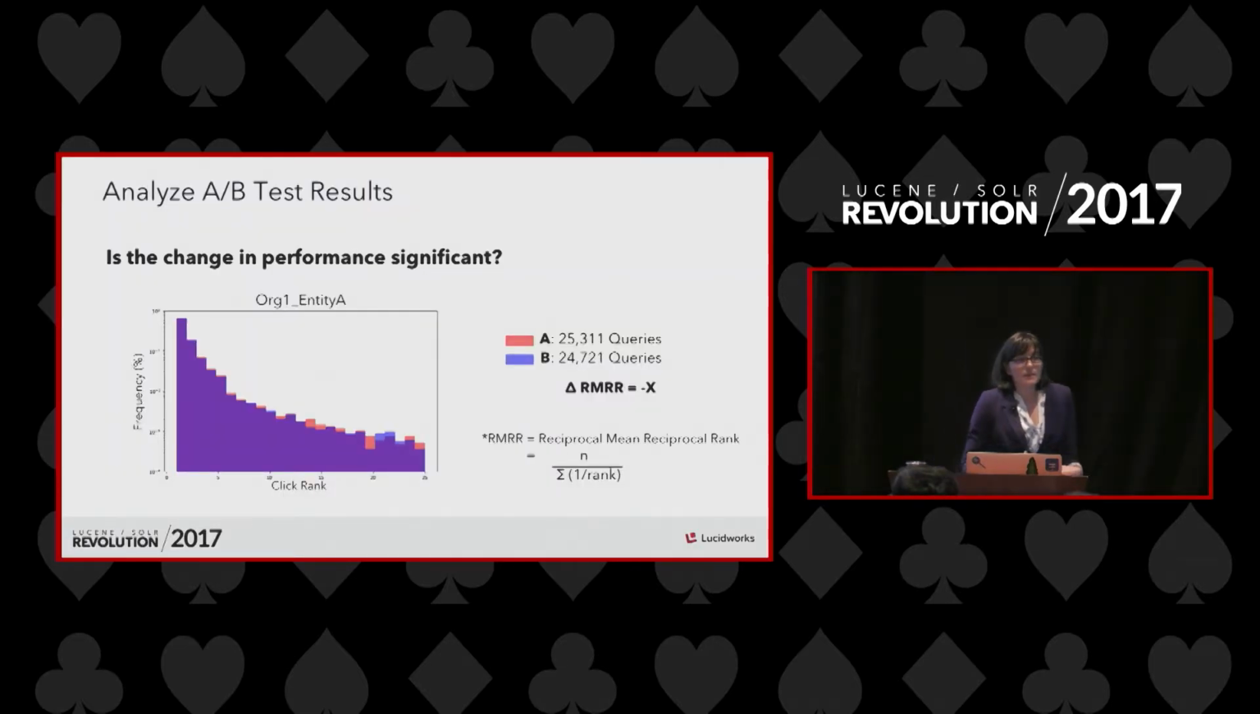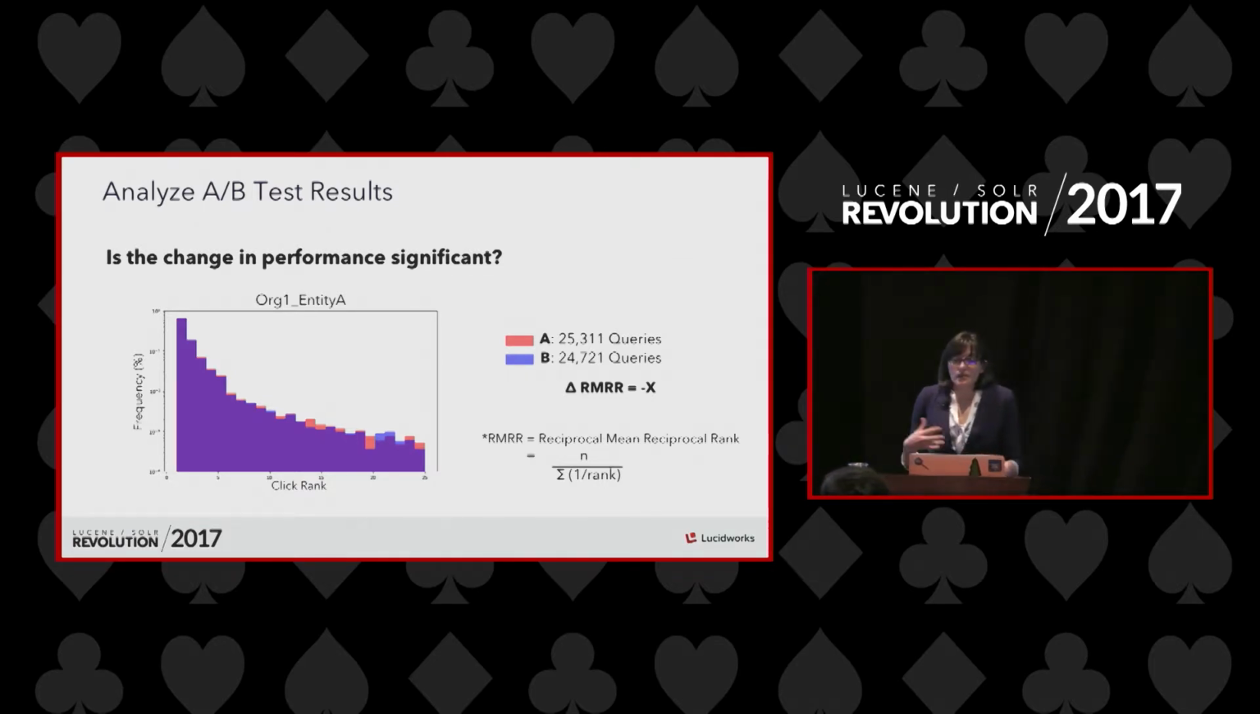Let's say we've run a test for 3 weeks, we've collected the results, and we're ready to analyze them. Here I have example output. I plotted in this graph the distribution of click ranks for the A and B sets, where the x-axis is just ranks 1 through 25. The y-axis is frequency of the clicks, plotted on a log scale. And there were about 25,000 queries for each group.